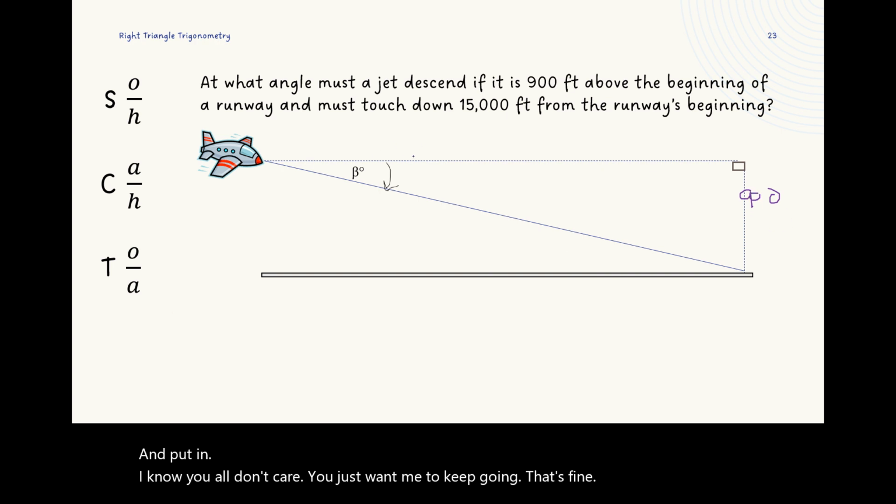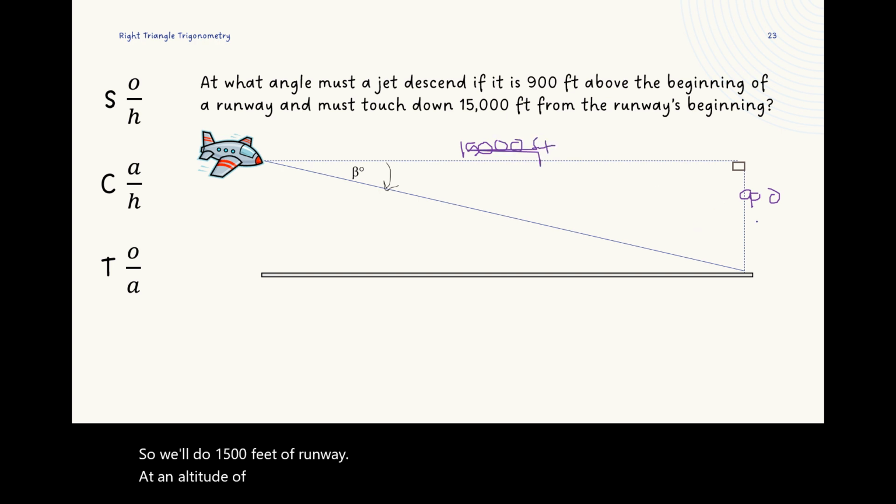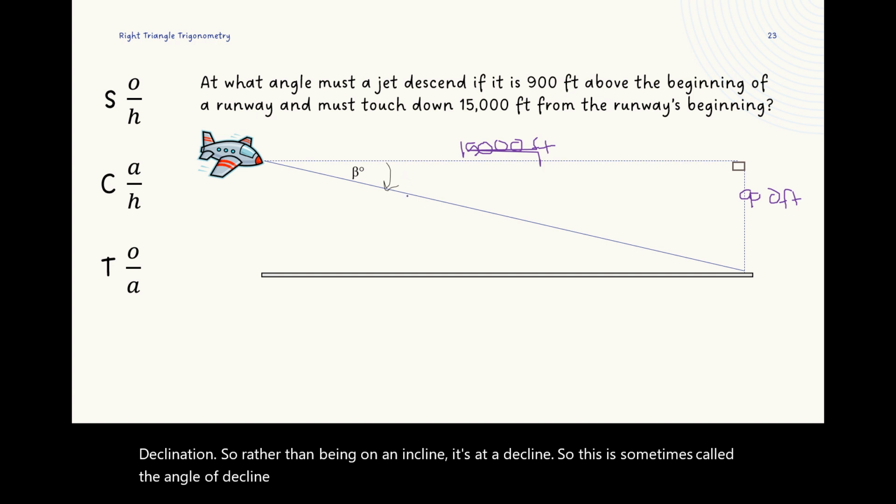Yeah, 900, and it must touch down. So we've got 1,500 feet of runway at an altitude of 900. And we need to find this. This is called an angle of declination. So rather than being at an incline, it's at a decline. So this is sometimes called the angle of decline or the angle of declination, meaning from a horizontal going down.